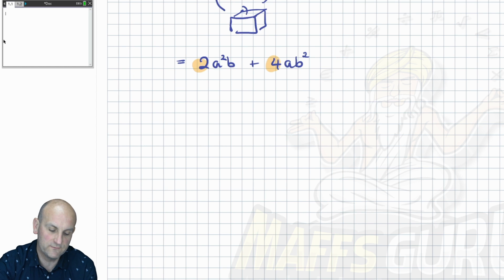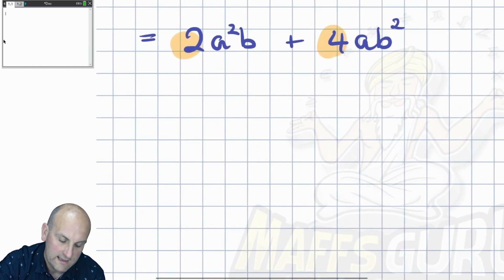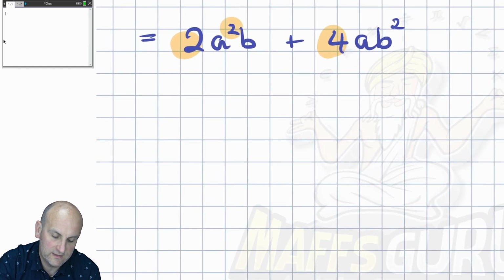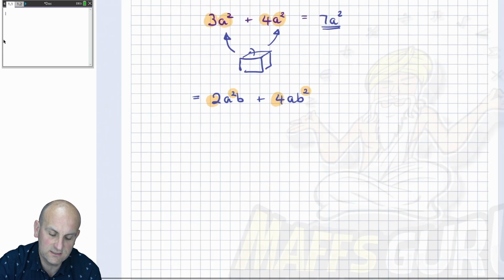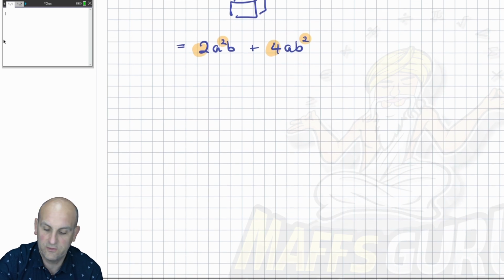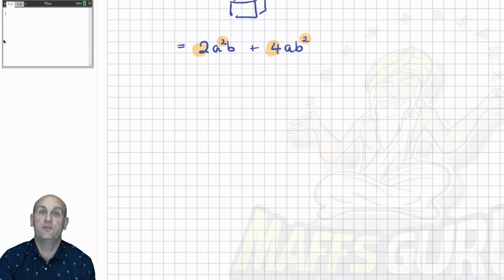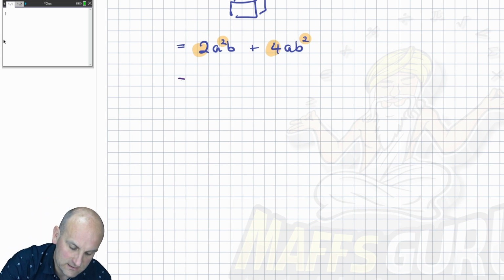But where is the trick of the question? Here the squared belongs to the A, and here the squared belongs to the B. Such a subtle trick for mathematics, but it now means that they are not like terms. Because this is square apple banana, and that is apple square banana. They don't sound the same. So again, in this situation, that cannot be simplified. It would stay as 2a squared b plus 4ab squared.